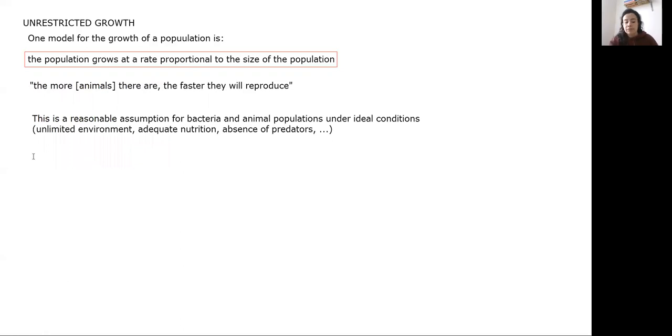And so once again, I need to define my variables, right? So that means I'm going to have that t, as before, is going to be the time, which we said was the independent variable. And here again, I'm going to denote by p, which is going to be a function of time, the population or the number of individuals at time t.